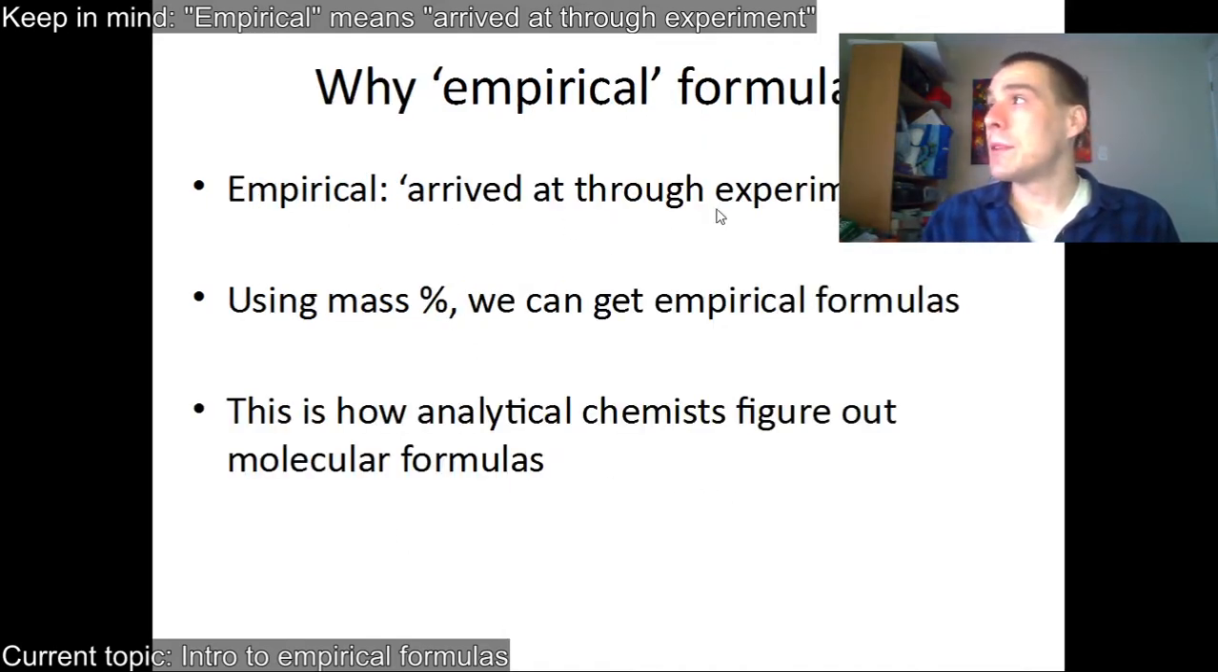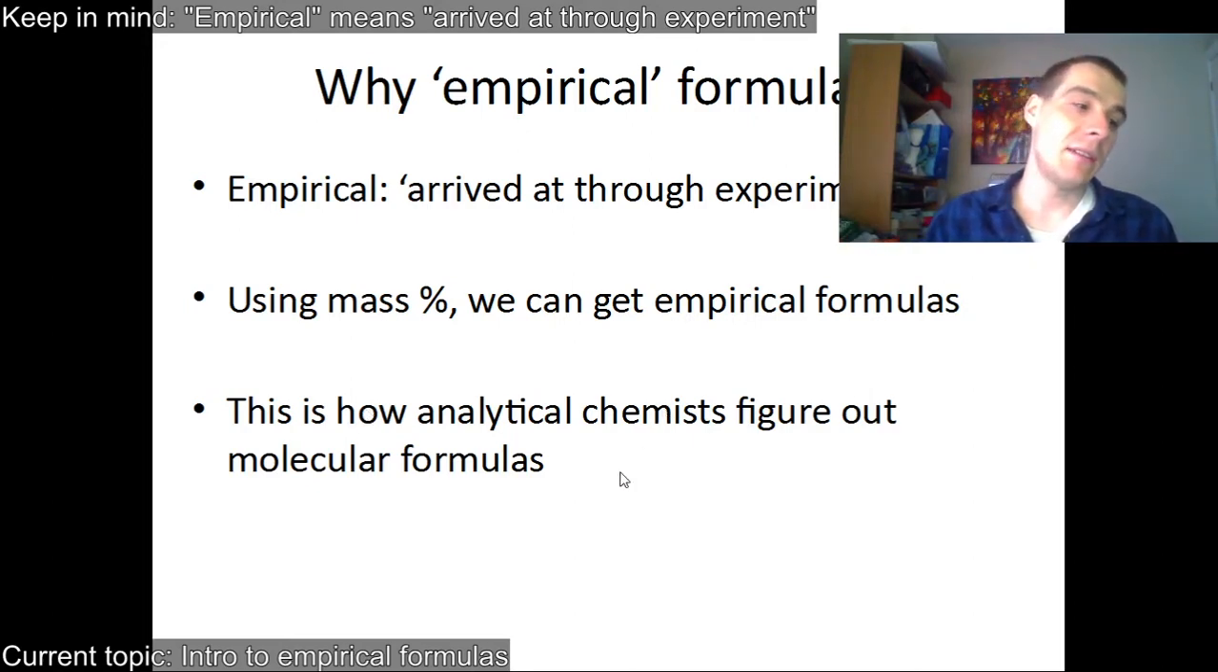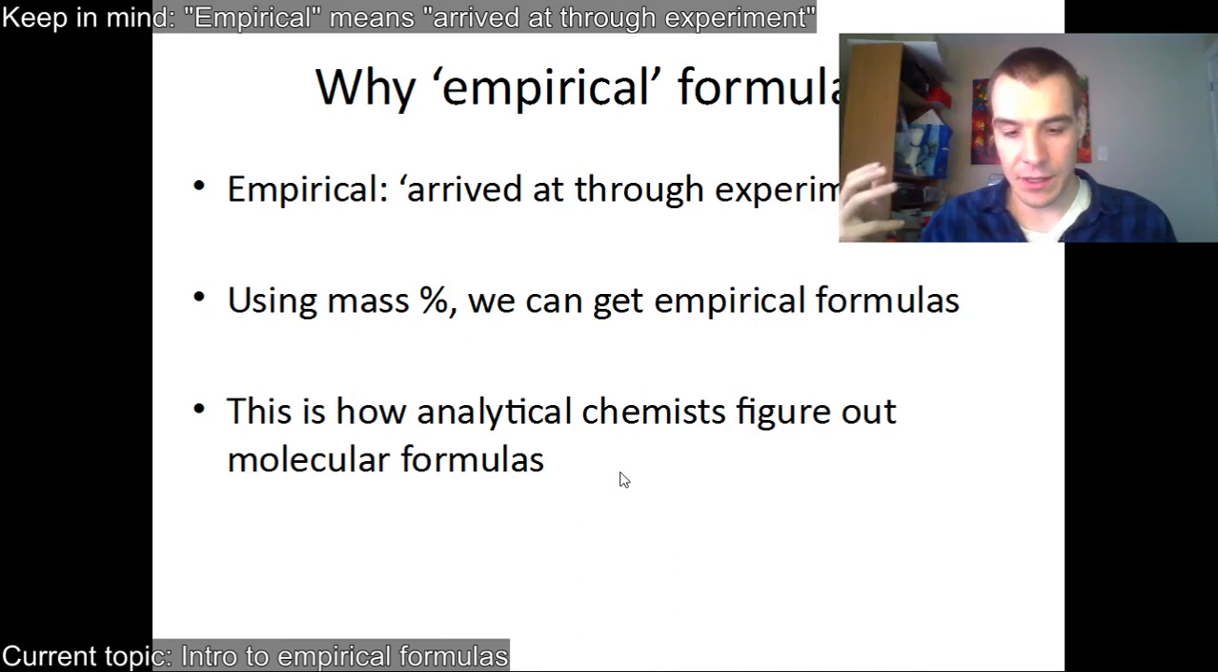So empirical, arrived at through experimentation. We get empirical formulas from mass percent, and that's how we actually get empirical formulas, by looking at mass percentages. If you have the real mass of the compound, which you can get from something called mass spectroscopy, you can then figure out the true ratio.